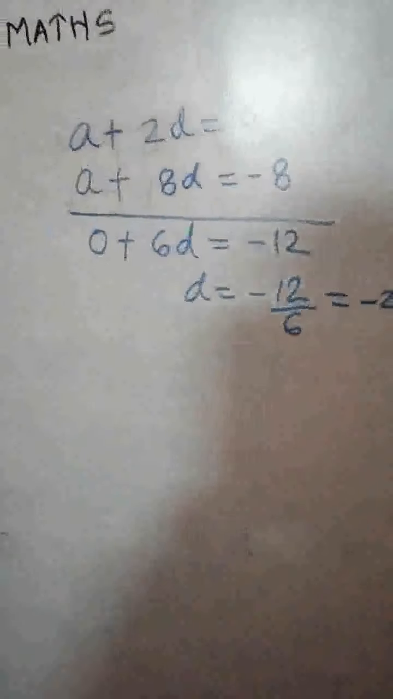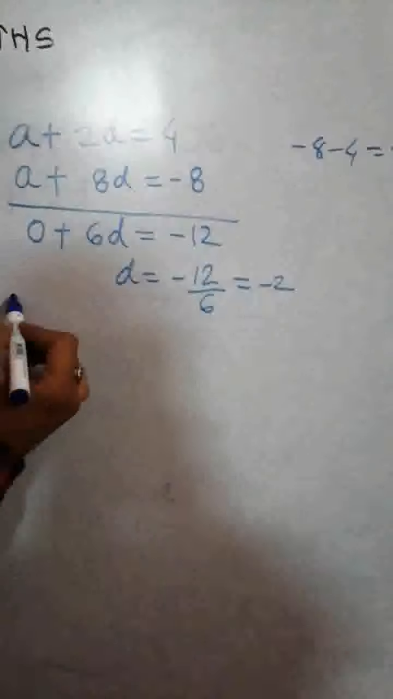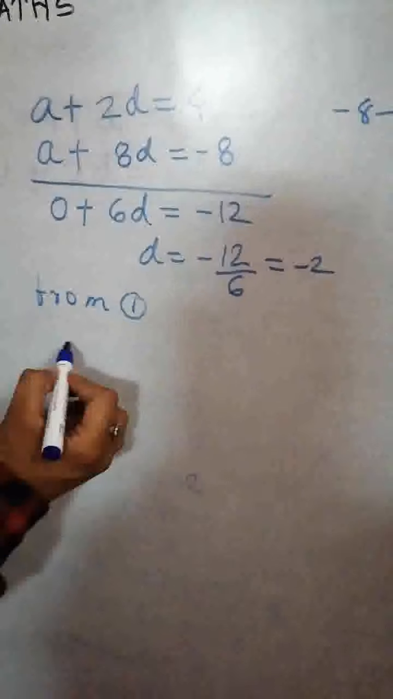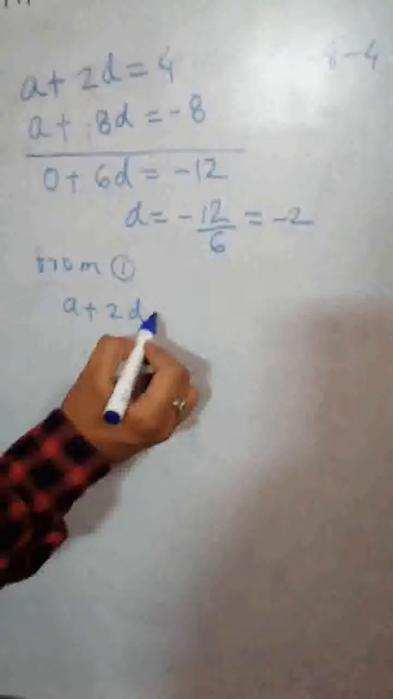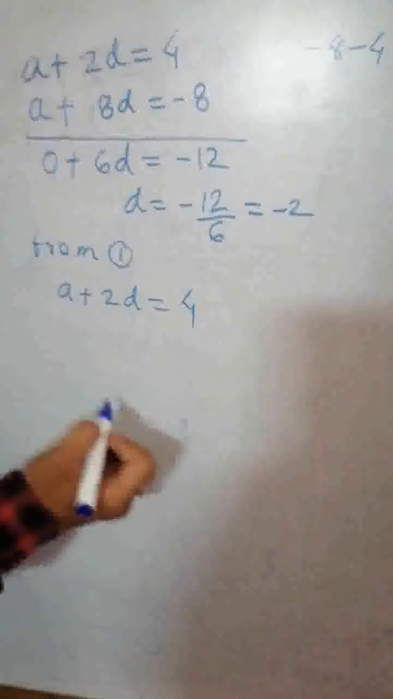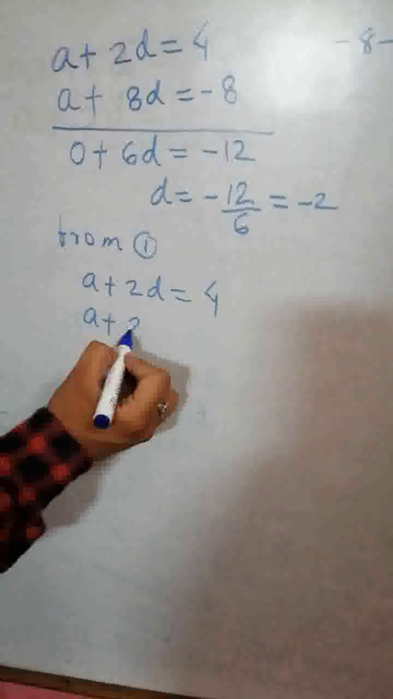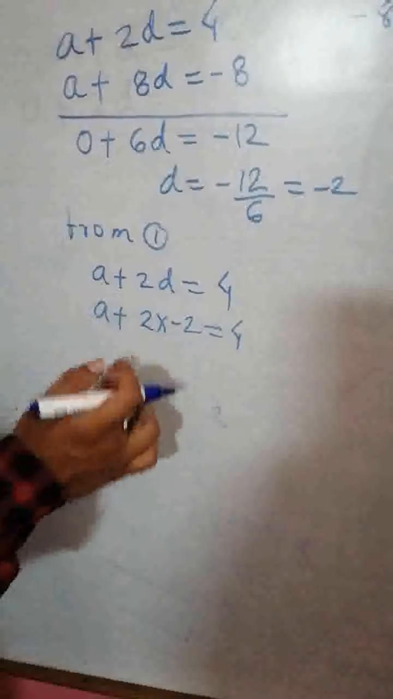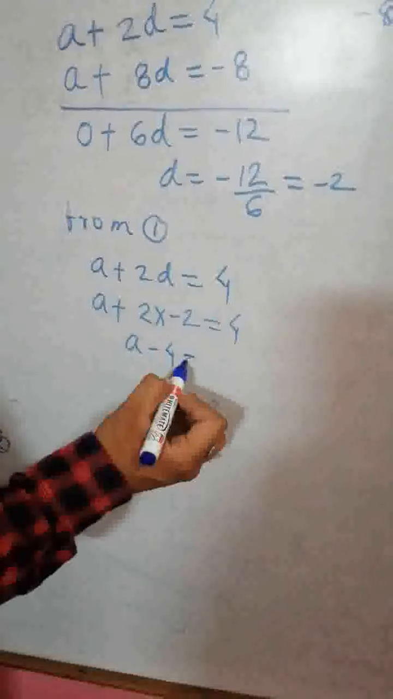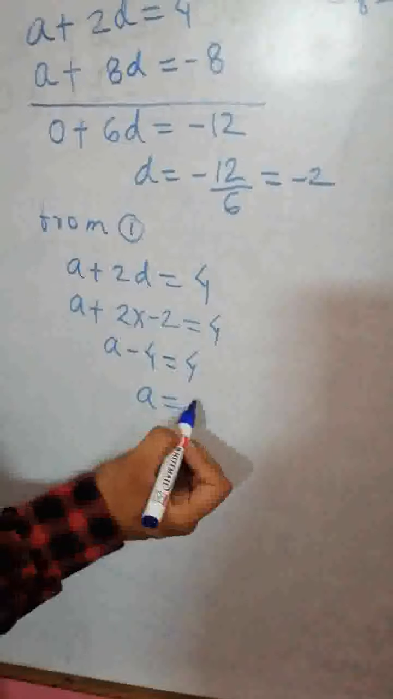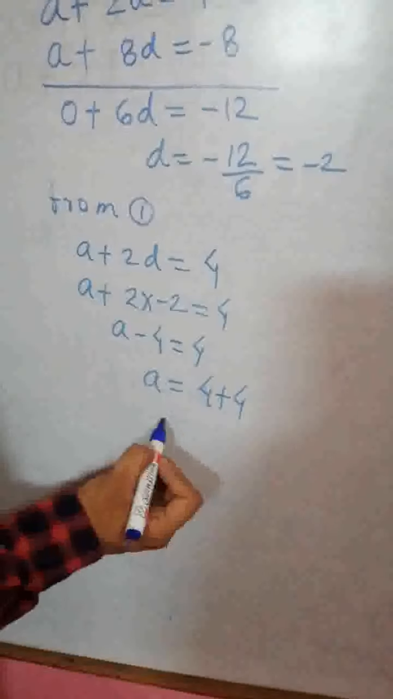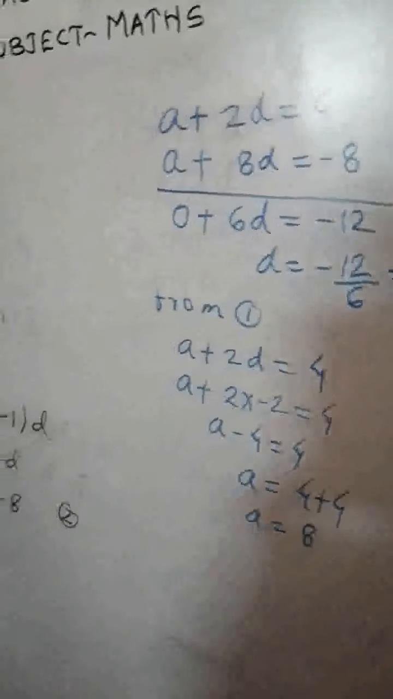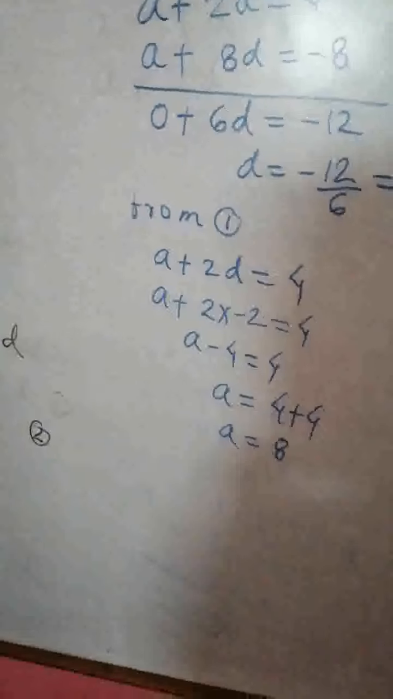Now we will find the value of a by using an equation. You can find the value of a from any equation. From a plus 2d equal to 4, which is given, d is minus 2, so 2 into minus 2 is minus 4. A plus minus 4 equal to 4. Minus 4 will go to this side and become plus, so a equals 8. So we got the a value, we got the d value.